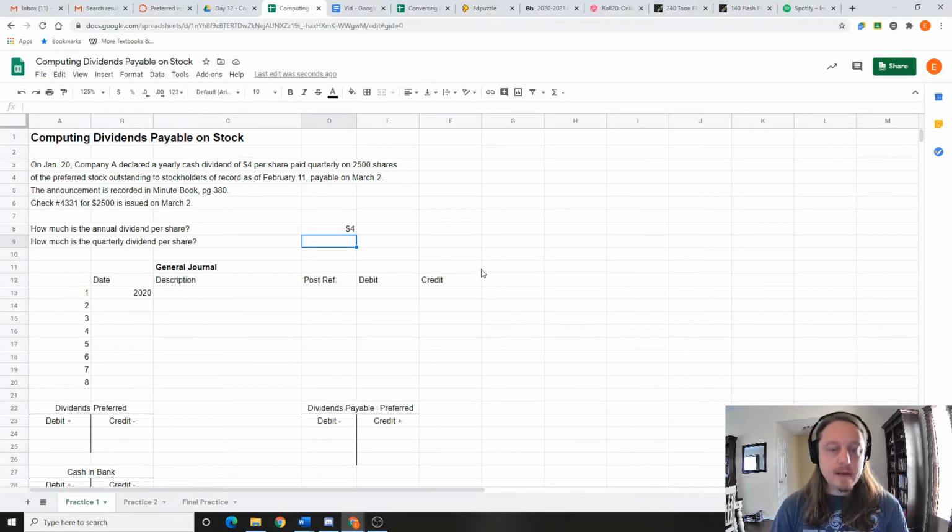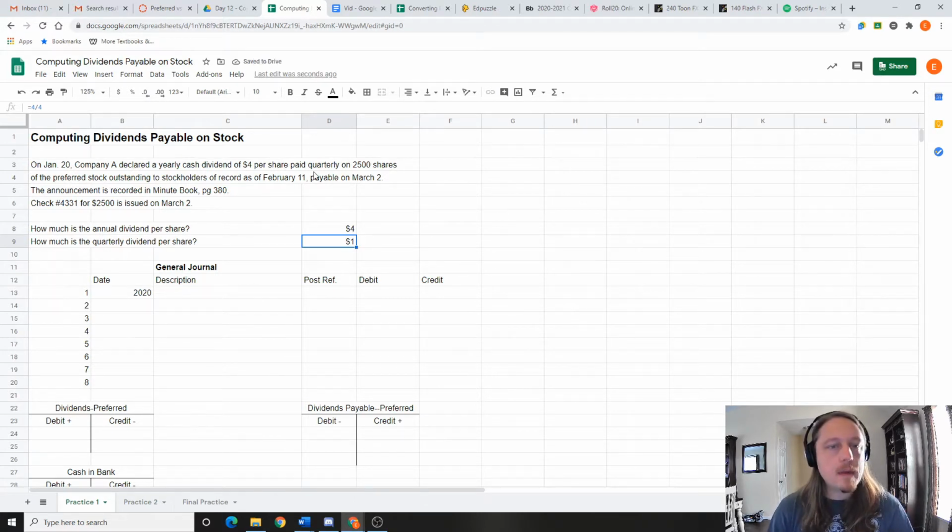So what we do is we take $4 and divide it by 4. Okay, so $4 divided by the 4 payments is $1 every payment. Now we'll change this into dollars and get rid of the decimal. So that's good to know.